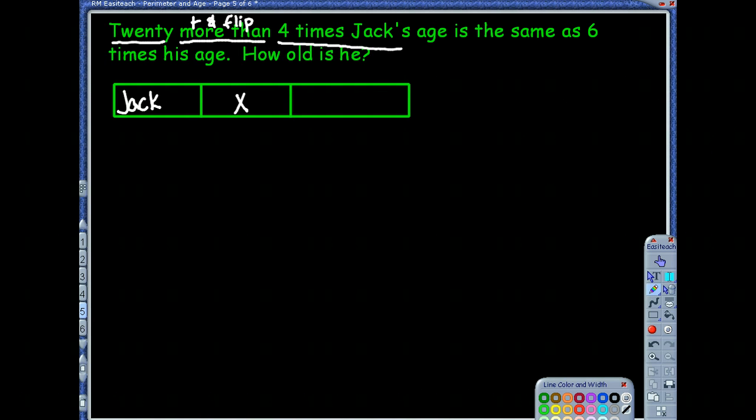4 times Jack's age. We've called his age x, so 4 times Jack's age would be 4x. Is the same as. We've seen that "is" or "is the same as" means they are equal. That's our equals word here. 6 times his age, we called his age x, so we're going to call that 6x. So then the question is, how old is he?